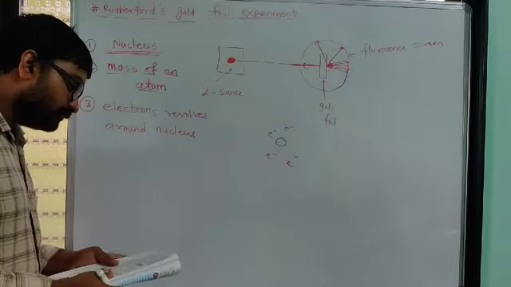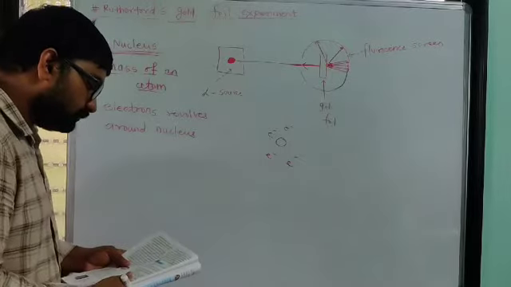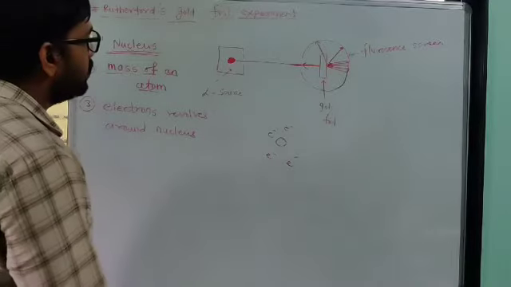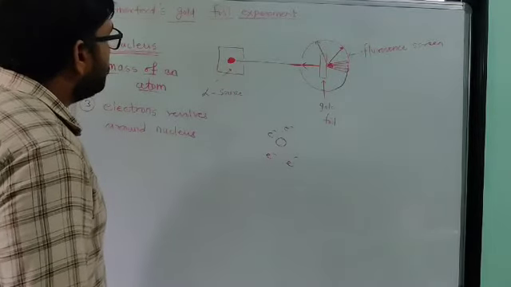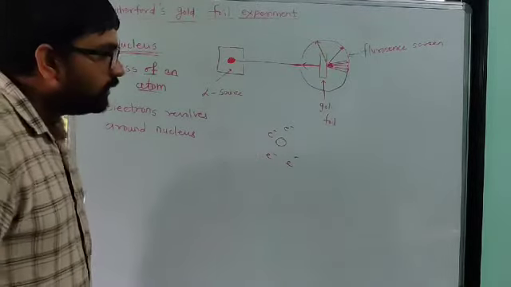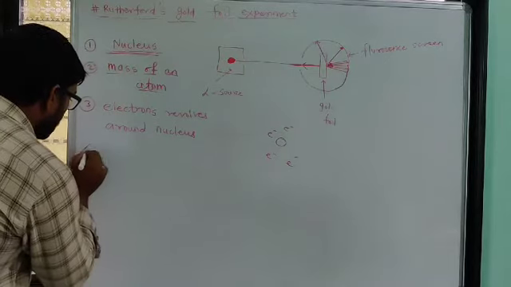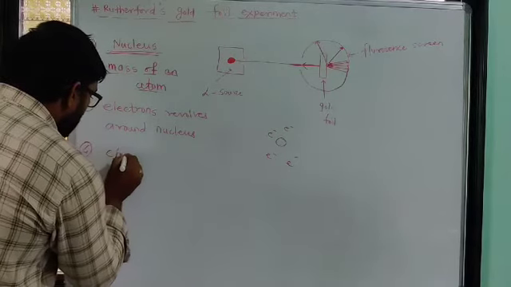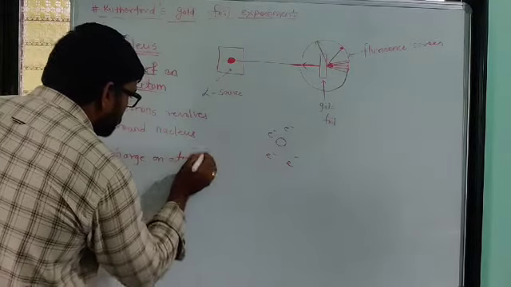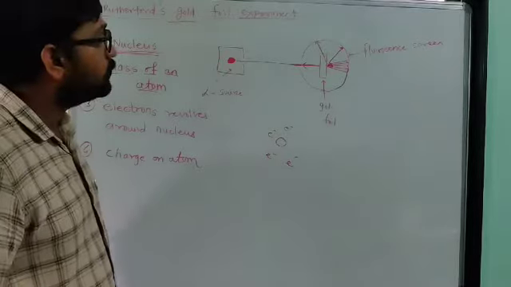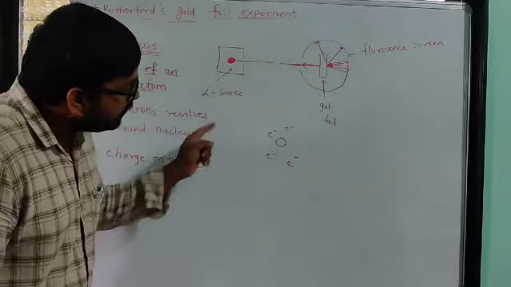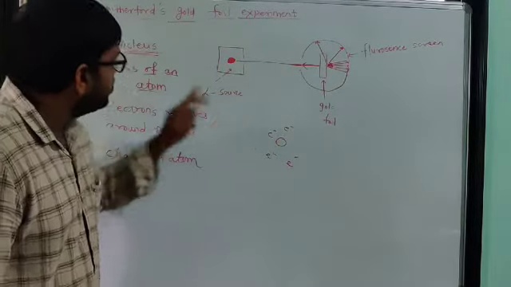And the fourth prediction is that these protons are positively charged and electrons are negatively charged. In the fourth prediction he tells us about the charge on the atom.